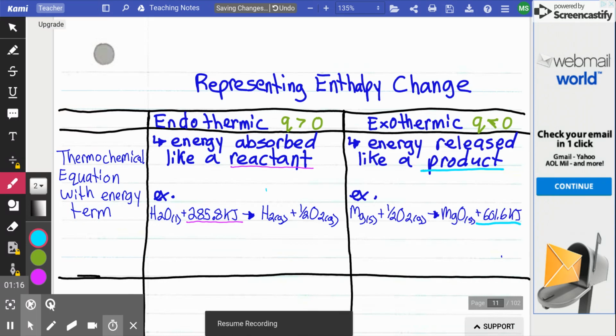The opposite is true for an exothermic reaction. If you consider an exothermic reactant releasing energy, it's kind of like the reaction is producing energy like a product. So you then write the amount of energy as a product in the reaction.